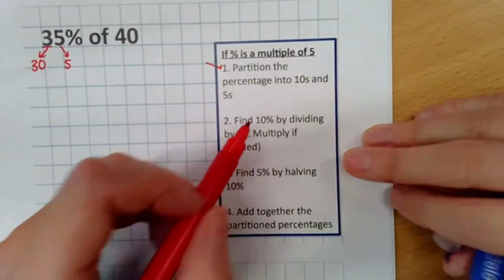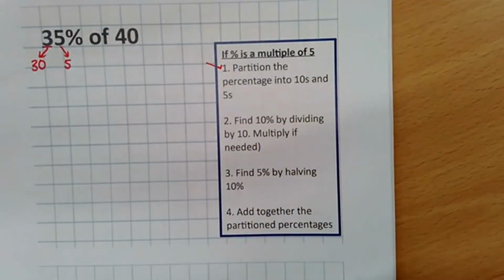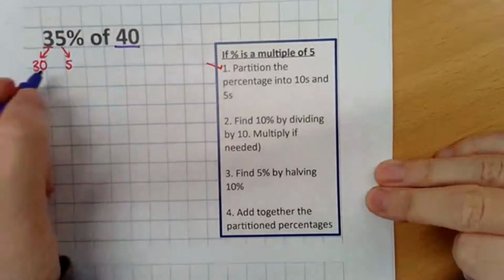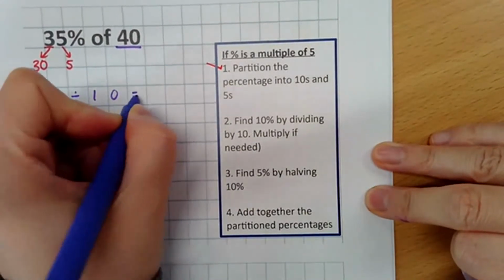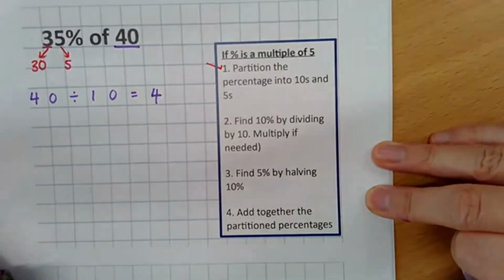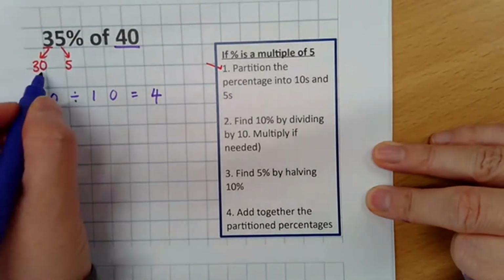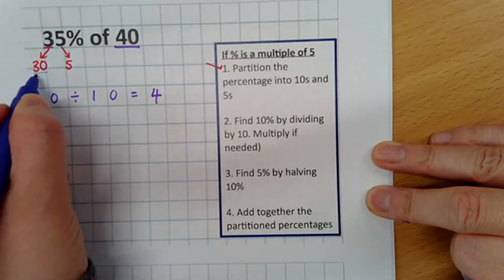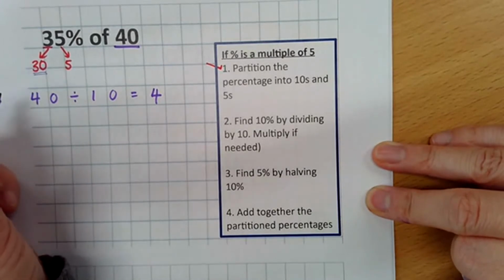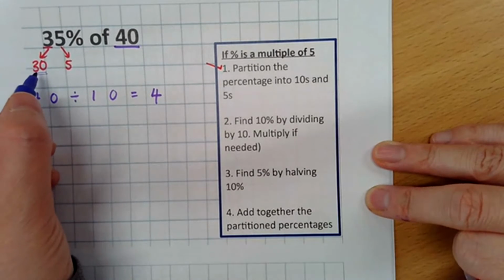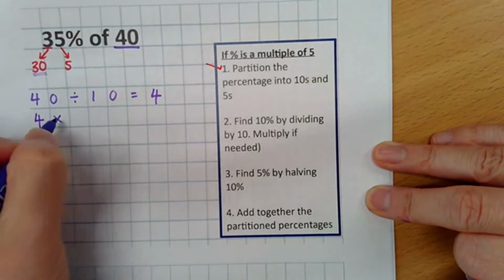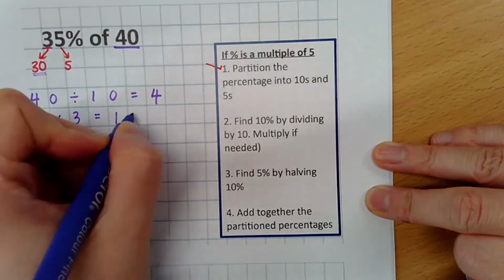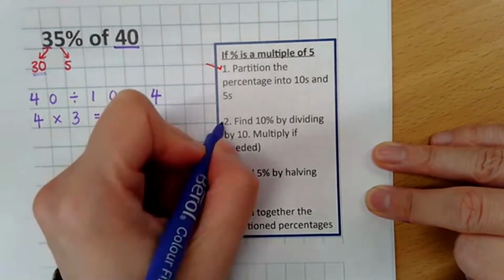Now I'm going to find 10% of 40. So 40 divided by 10 equals 4. But I'm not looking for 10%, I'm looking for 30%. So how many tens do I have in 30? Good, so 30 divided by 10 equals 3. I now need to multiply 4 times 3, and that equals 12. I'm going to circle that.